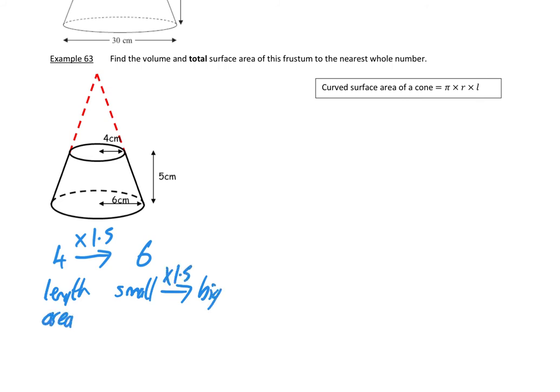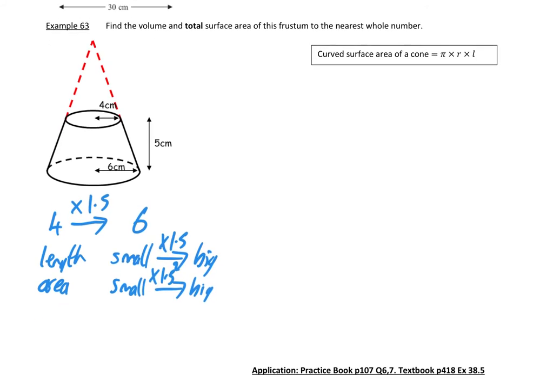For area then, to get from small to big, you don't multiply by 1.5, you multiply by 1.5 squared. And for volume, to get from small to big, you don't multiply by 1.5 or 1.5 squared, it's 1.5 cubed. So the scale factor for length, square it to get the scale factor for area, and your scale factor for length gets cubed to get your scale factor for volume.